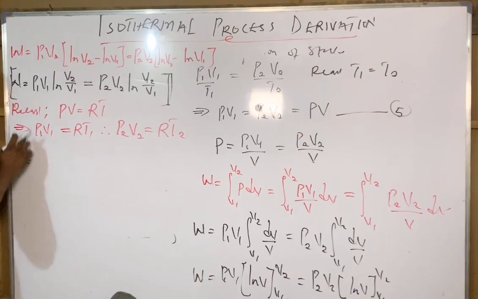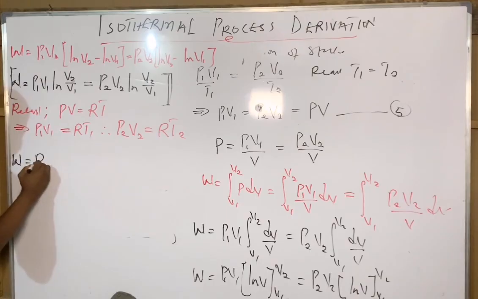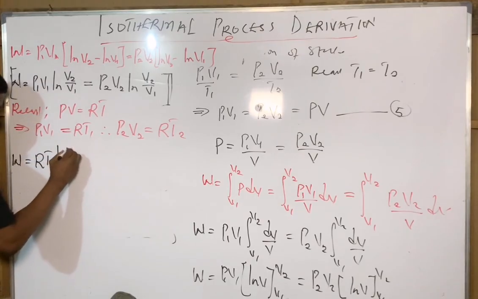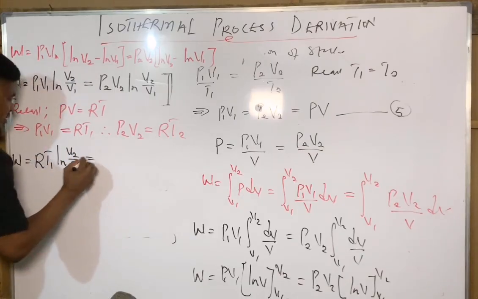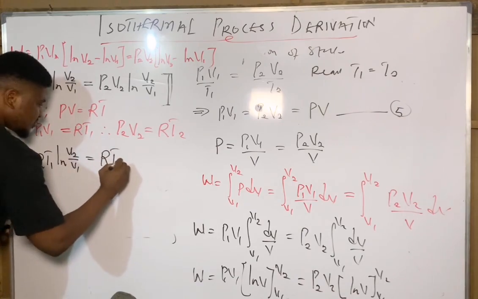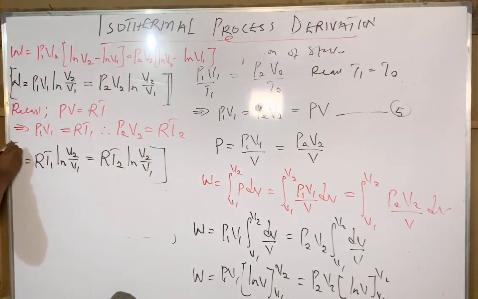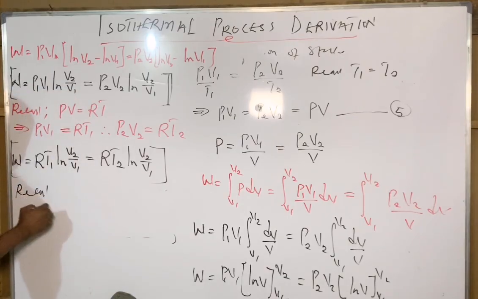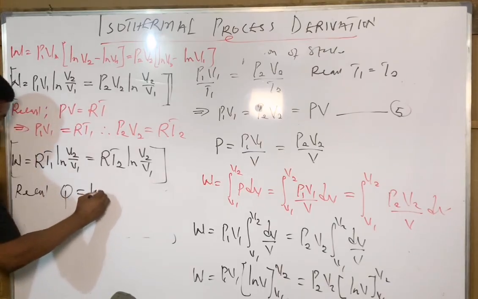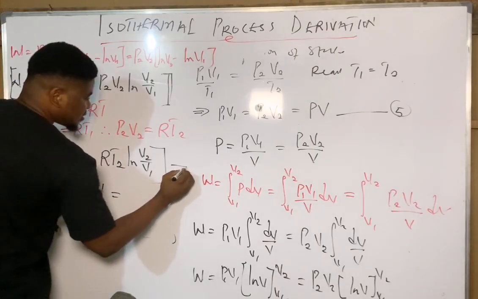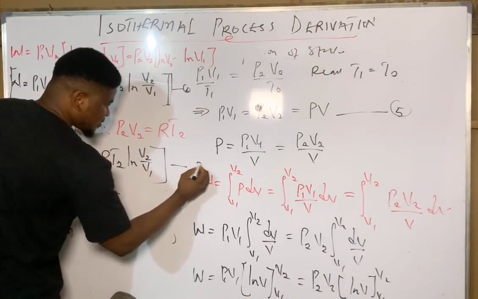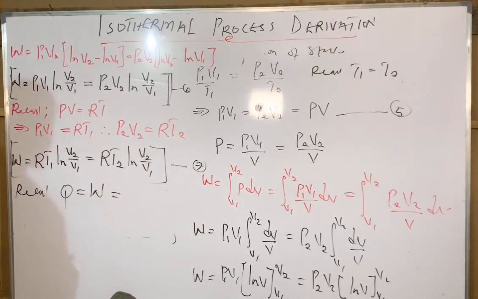W is now equal to P1 V1, which is RT1. So you have RT1 ln V2 over V1. This is also equal to P2 V2, which is RT2, ln V2 over V1. So this is the second equation for work done in an isothermal process. And these equations are valid, recall, for heat. Heat supplied is equal to the work. Call this equation 6 and this equation 7. So these two equations are valid for both work and heat supplied in an isothermal process.